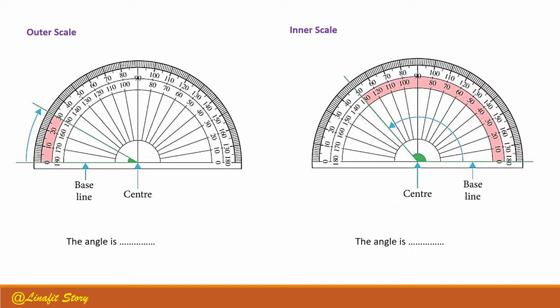Now we will measure the angle. So this is the first question. The steps are: first, place a protractor such that the center is at the vertex of the angle and its baseline is along one side of the angle. And then read off the angle from the outer scale. So this is 30 degrees. And then this one, we will read off the angle from the inner scale. So this is 130 degrees.